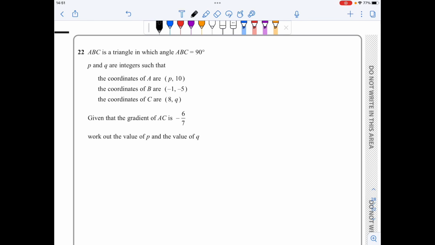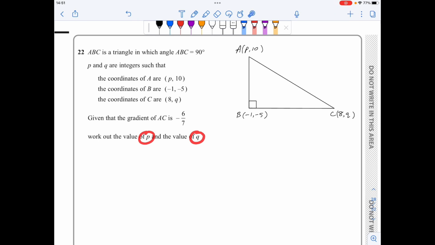For question 22, I have a right angle triangle and I'm given the coordinates of the 3 vertices. I'm also given the gradient of the hypotenuse, and I know that because of the right angle, the 2 sides are perpendicular, so I will create 2 simultaneous equations, and when I solve them, I should find the values of P and Q. To do so, I'll need the following 2 formulae.